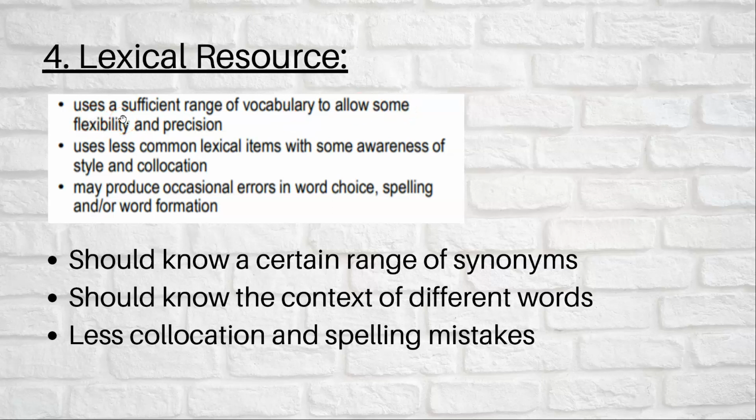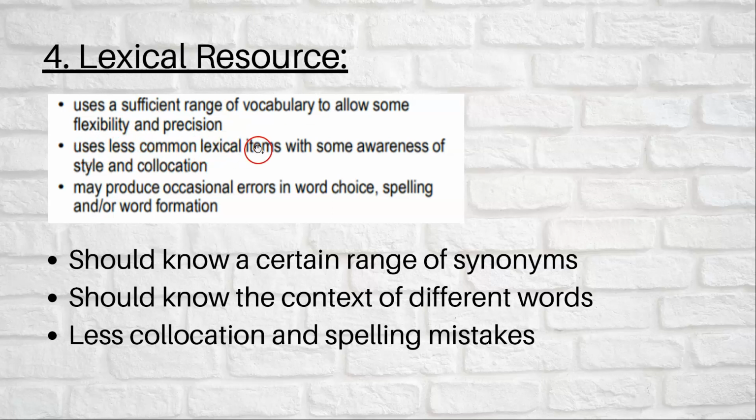By flexibility, we mean that you should know a certain range of synonyms. And by precision, we mean that you should actually put words in the right places. You shouldn't just use heavy words just for the sake of it at the wrong places, but you should use synonyms, and you should have a good range of words, and you should use them at the right places.